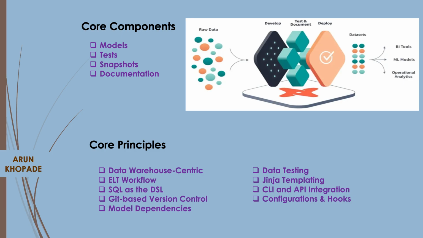Then we have the CLI and API integration. There are certain operations that we could execute through the CLI, like running the model, testing the model, and creating the documentation. Also, we could integrate CI/CD tools within the DBT pipelines.